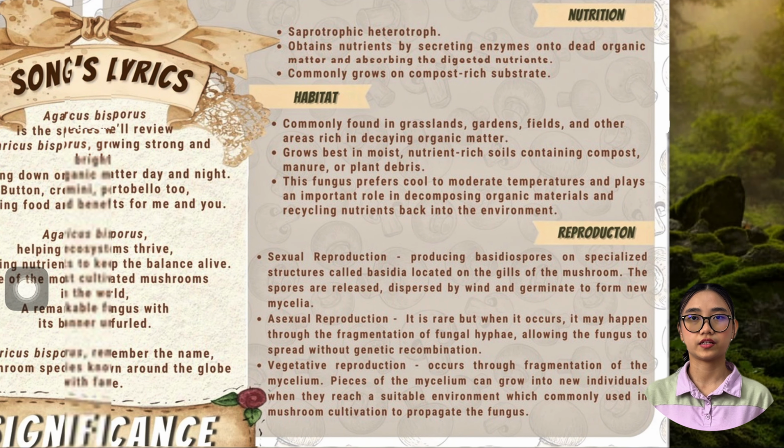Finally, there is vegetative reproduction. This occurs through the fragmentation of the mycelium. Pieces of the mycelium can grow into new individuals when they reach a suitable environment. This method is commonly used in mushroom cultivation to propagate the fungus.